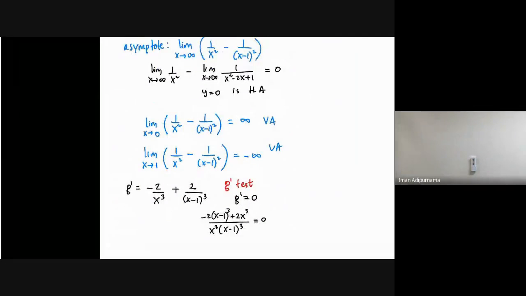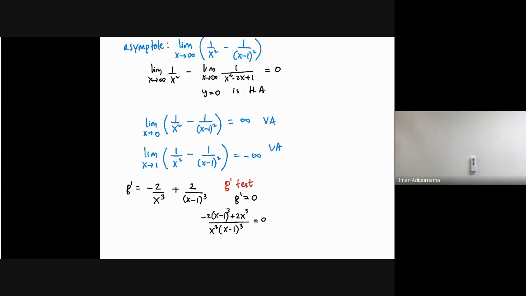So again, the G prime test. Why do you need the G prime test? First, you can get the critical points. Second, you can get the idea of where the function is increasing or decreasing. That's the first derivative test. If it equals 0, then the x inside G prime will be your critical point. Usually your critical point will be your maximum or minimum, usually, but not always the case.